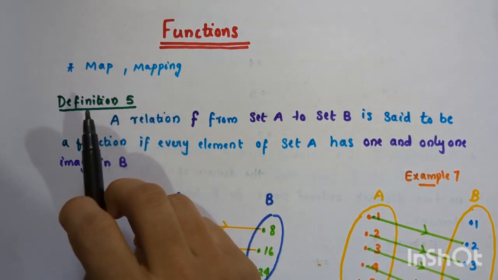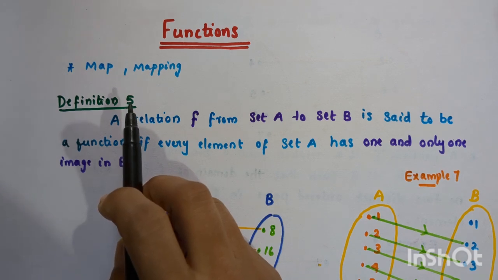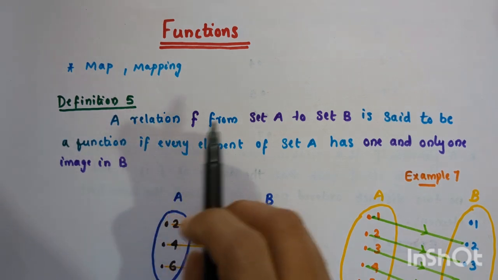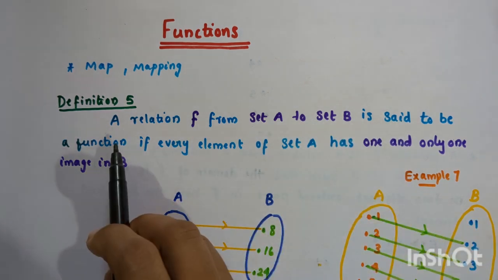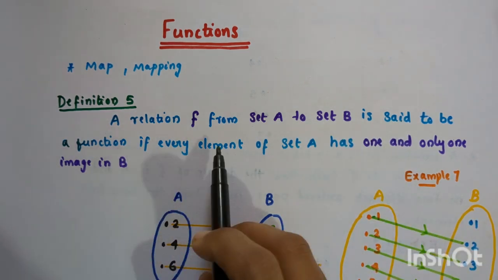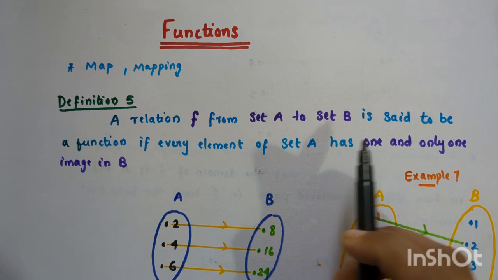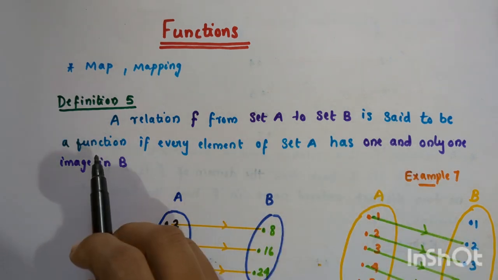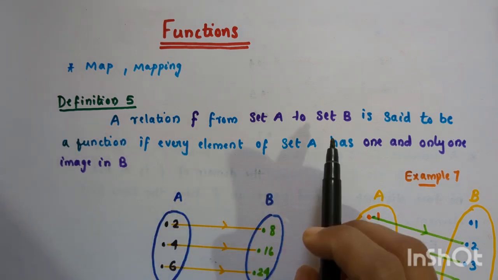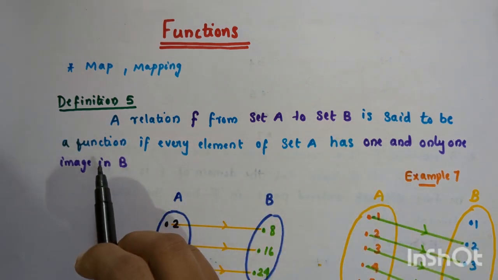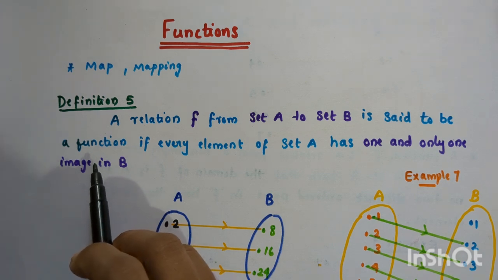So, let us see definition 5: a relation f from set A to set B is said to be a function if every element of set A has one and only one image in set B. That is important. Then we can consider that relation as a function.